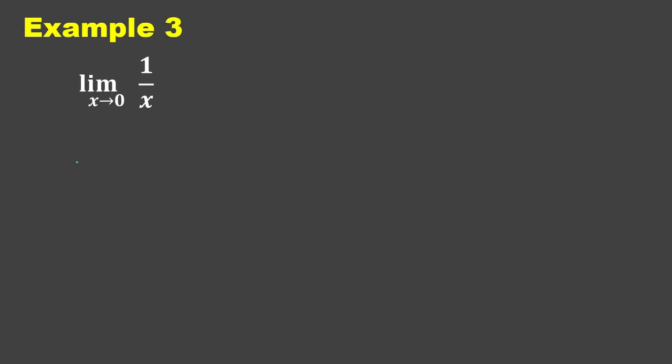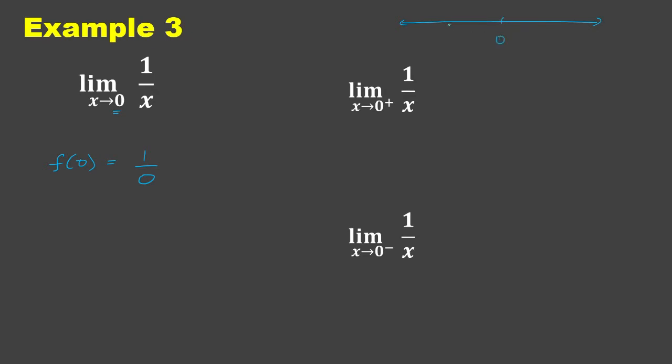approaches 0. So doing f of 0, we have 1 over 0. So let us get the limit from the right of 0 and from the left of 0. In reference to our number line, let's say this is 0, this is negative 1 and 1. If you would like to try values from the right of 0, let's try 0.001. And from the left, let's say we have negative 0.001.